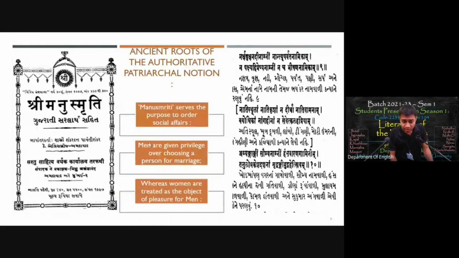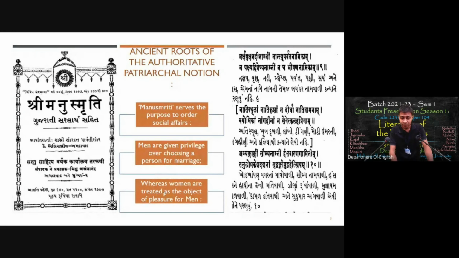And the second point is that men are given privilege over choosing a person for marriage. Men are privileged to choose whatever kind of person. So it is written here, in the adhyay, or you can say chapter 3, from sloka 9 to 13. There it is stated what kind of women should be married. Men are given privilege, but there is no mention at all of what kind of men a woman may choose. Men are told, okay, you are supposed to choose this woman, and you are not supposed to marry this and this kind of woman. You will find it if you can zoom here.